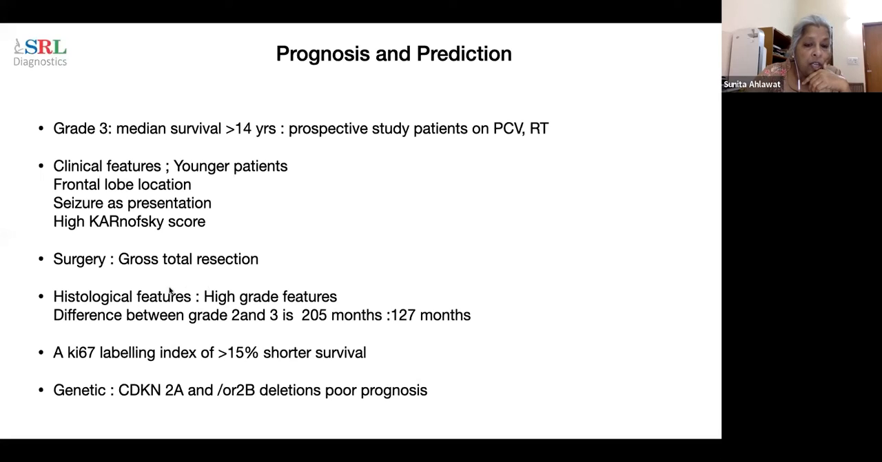The histological feature: if high grade features are there, then poor prognosis. The difference between tumors with high grade features is very significant. Grade 3 survival is only 127 months and grade 2 is 205. Those tumors which have a Ki index of more than 15% have shorter survival, and those tumors which show deletion of either CDKN2A or 2B also show poorer prognosis.